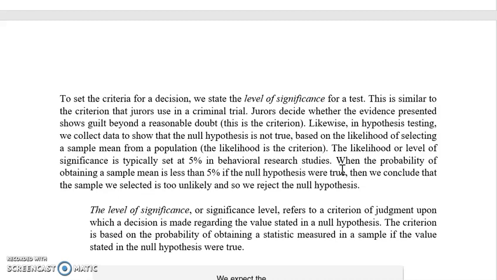Now, when the probability of obtaining a sample mean is less than 5%, if the null hypothesis were true, then we conclude that the sample is too unlikely, and so we reject the null hypothesis. Again, when the probability of obtaining a sample mean is less than 5%, if the null hypothesis were true, then we conclude that the sample selected is too unlikely, and so we reject the null hypothesis.